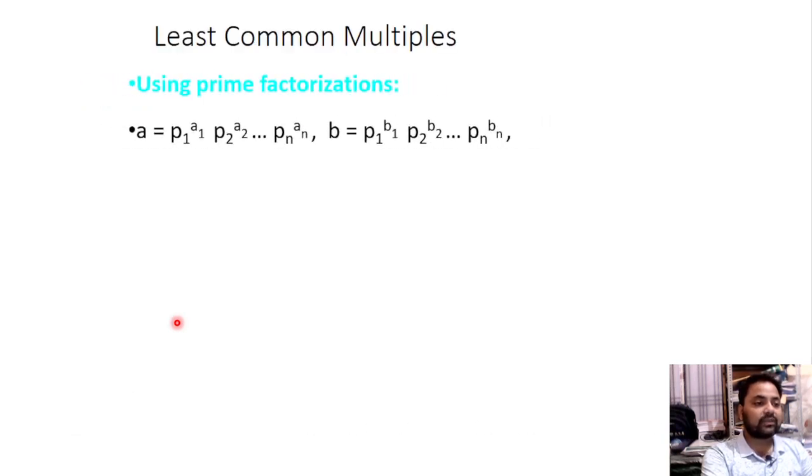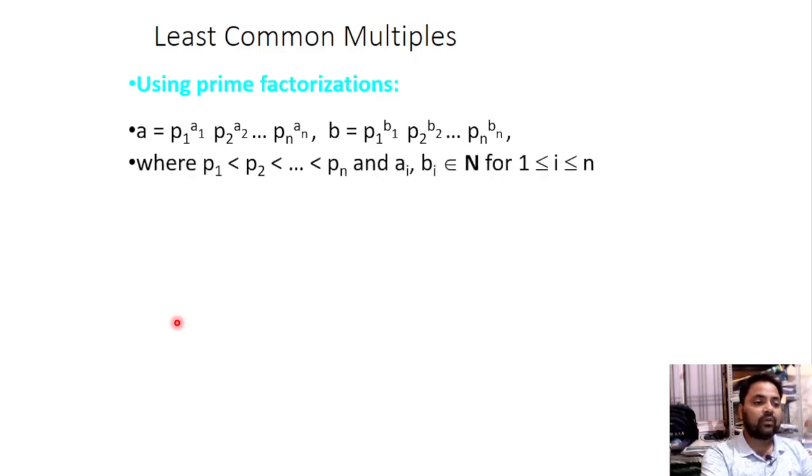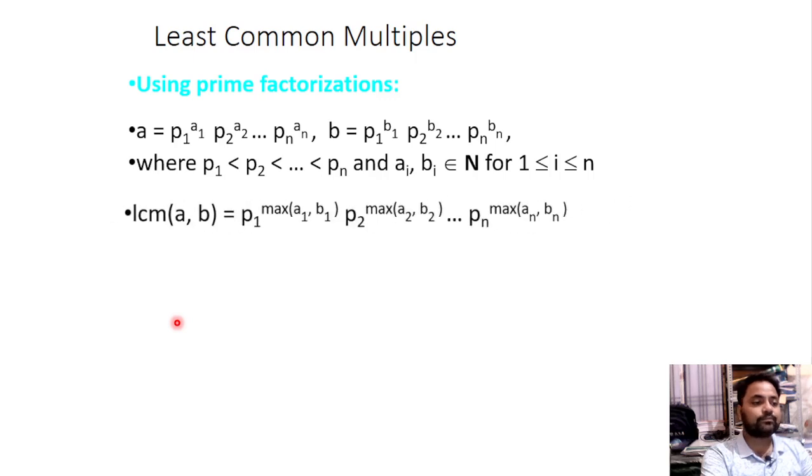Same, using the prime factorization, a equals p1 to the power a1, p2 to the power a2, up to pn to the power an, and b equals p1 to the power b1, p2 to the power b2, and pn to the power bn, and p1 must be less than p2, less than p3, up to less than pn, and ai, bi belong to natural numbers for i greater than or equal to 1 and less than or equal to n. So here the LCM of a and b is equal to p1 to the power maximum of a1, b1, p2 to the power maximum of a2, b2, and pn to the power maximum of an, bn.